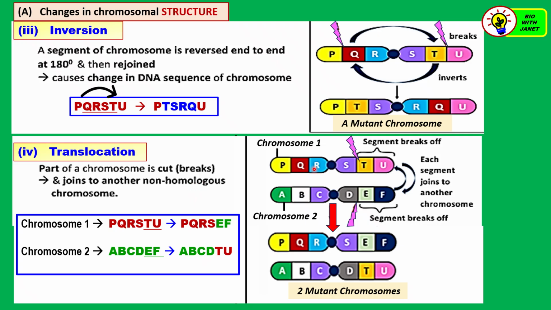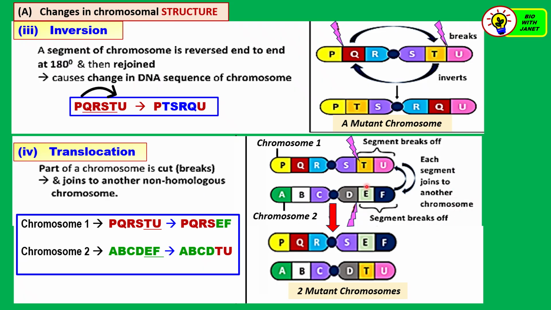First, we have chromosome number 1 with the sequence of segments PQRSTU, right? And then another chromosome, ABCDEF. So possibly, let's say the segment breaks off at T for chromosome number 1, and the segment breaks off at D here, or at E here, for chromosome number 2. Then they exchange places. Each segment joins to the other chromosome.